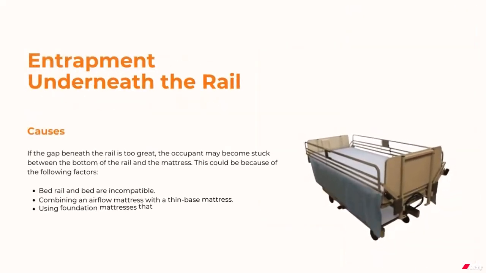Entrapment underneath the rail. Causes: if the gap beneath the rail is too great, the occupant may become stuck between the bottom of the rail and the mattress. This could be because of the following factors. Bed rail and bed are incompatible. Combining an airflow mattress with a thin base mattress. Using foundation mattresses that are readily compressed or a mattress that is too tiny for the bed.